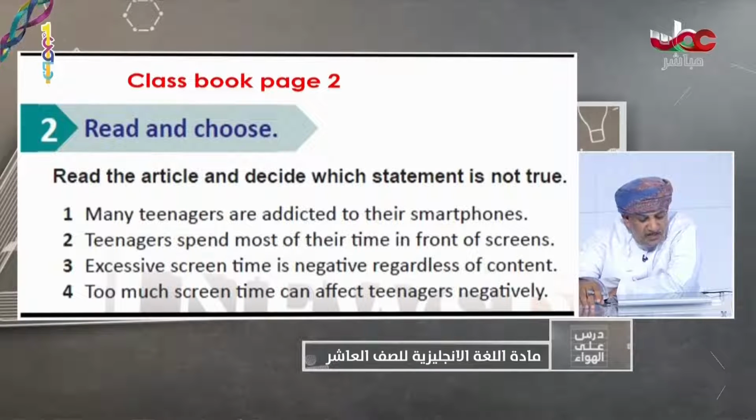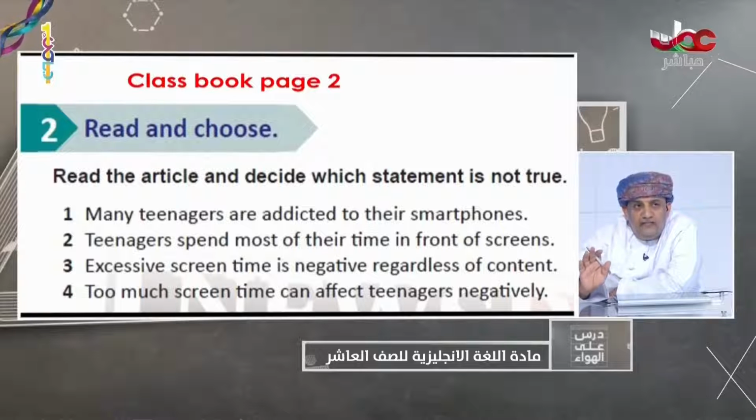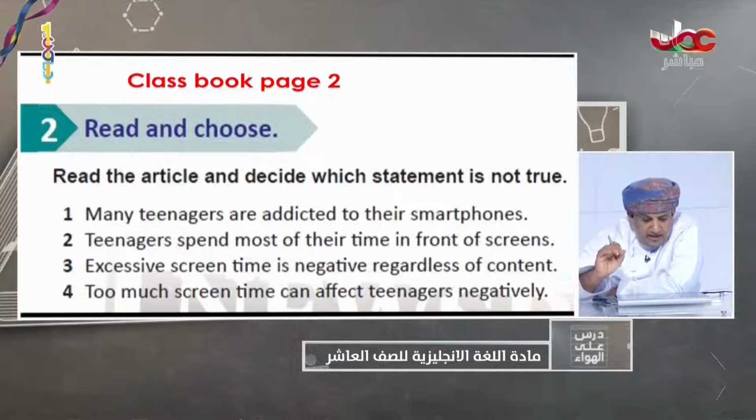Many teenagers are addicted to their smartphones. Number 2, teenagers spend most of their time in front of screens. Number 3, excessive screen time is negative regardless of content. And number 4, too much screen time can affect teenagers negatively. Now we have 4 statements. I want you to choose one which is not true. Okay. Now let's read it.